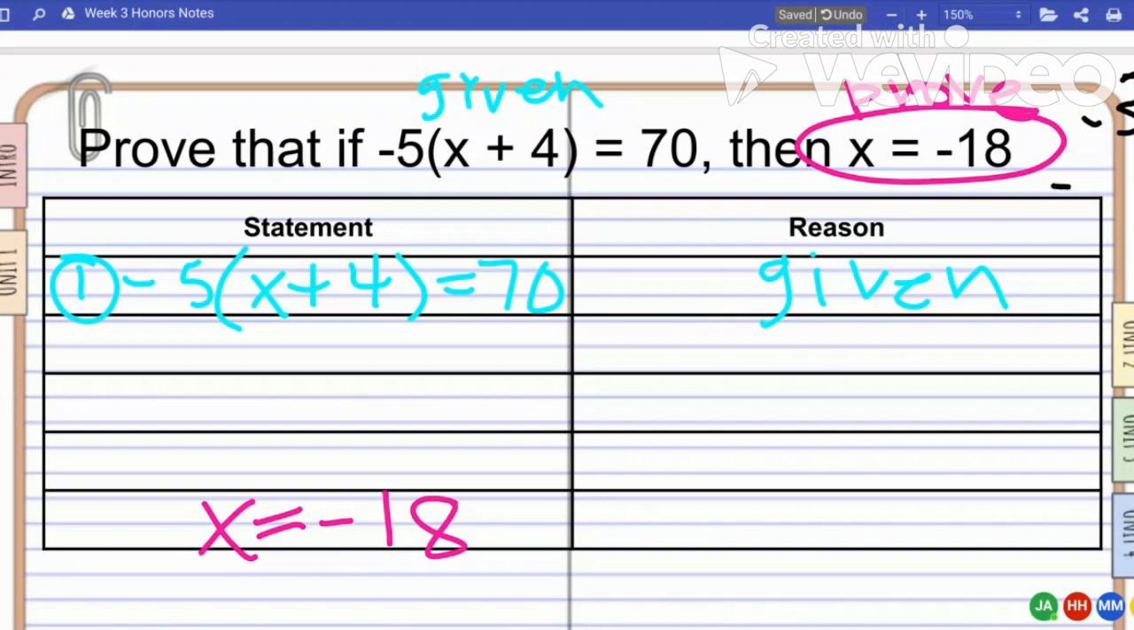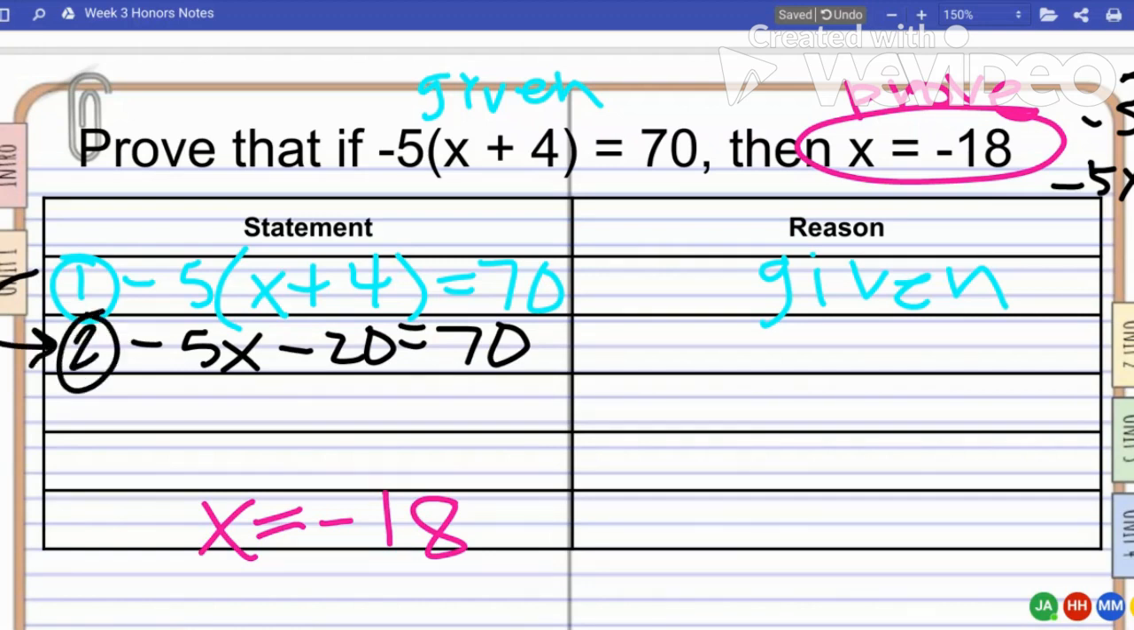When we distribute, we end up with -5x minus 20 equals 70. That's what goes in the next box. So we're going to write -5x minus 20 equals 70. How did we get from step 1 to step 2? We use the distributive property.